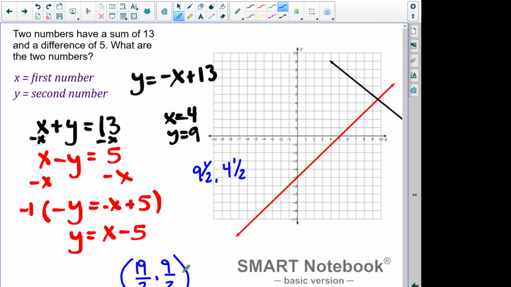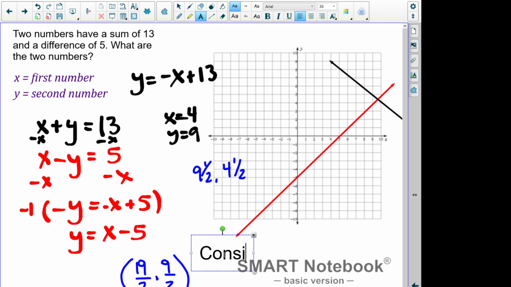So two numbers that add up to 13, 9.5 and 4.5, and have a difference of 5. 9.5 minus 4.5 gives me 5. So that actually works out. I would say that this system of equations here, we would call this consistent and independent.